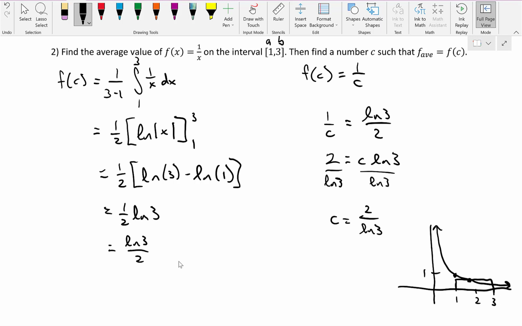So that's it. Two little things for the section. We'll focus more on all the other stuff when we review, but that's 6.5.